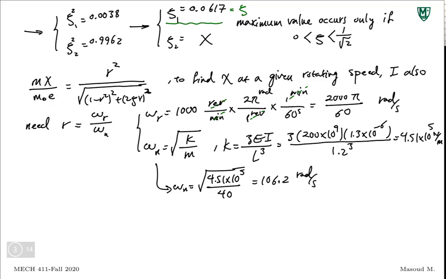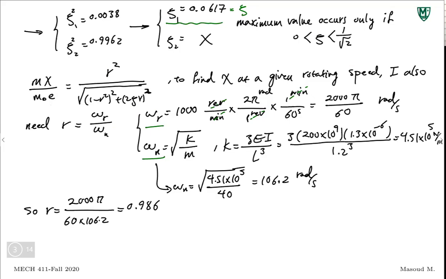All right. So now I have omega r and I have omega n, so I can calculate r. R becomes 2000 pi divided by 60, times 106.2. That I calculate, I have it as 0.986. It doesn't have any units, it's a frequency ratio.